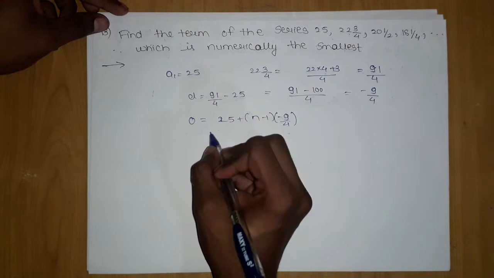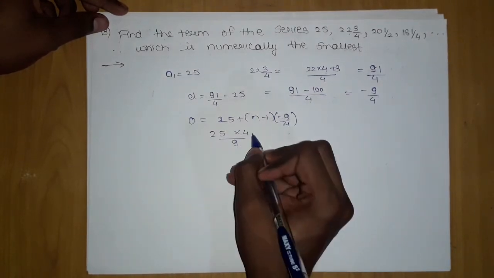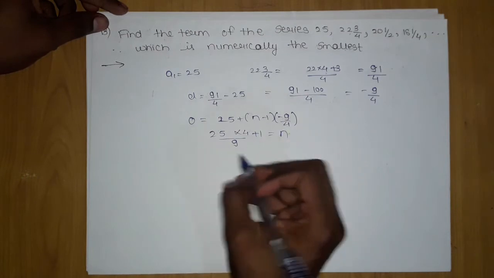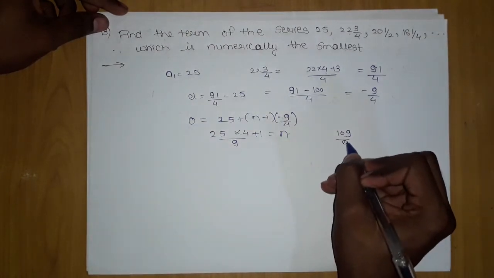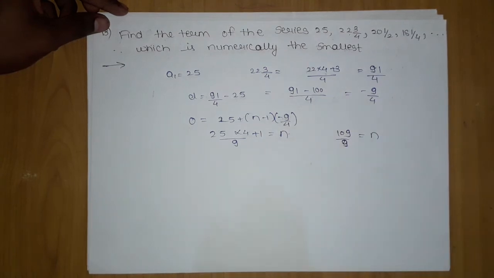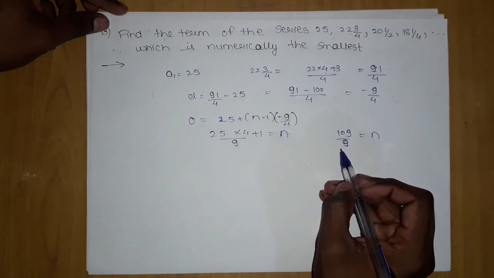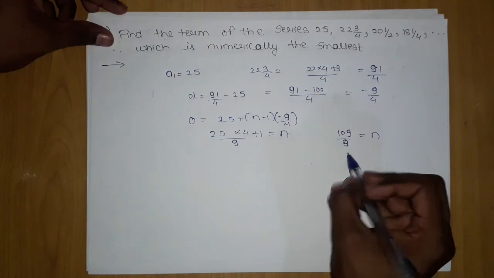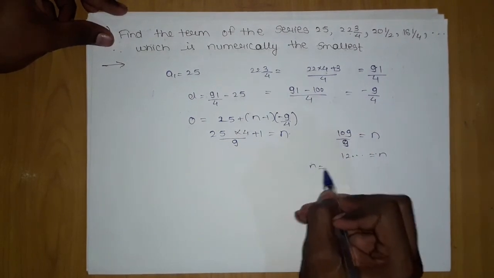If I move that side, 25. Okay, 25 into 4 by 9, plus 1 should be equal to n. What do I get? 100, 109 by 4, 109 by 9. Okay, so I get 9. If I divide this, I get 12 point something. Yes, 12 point something. So I will take n equals 12.